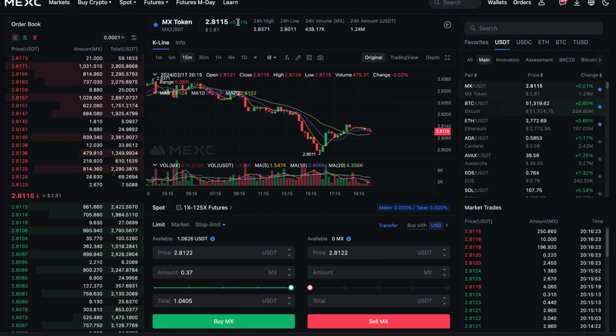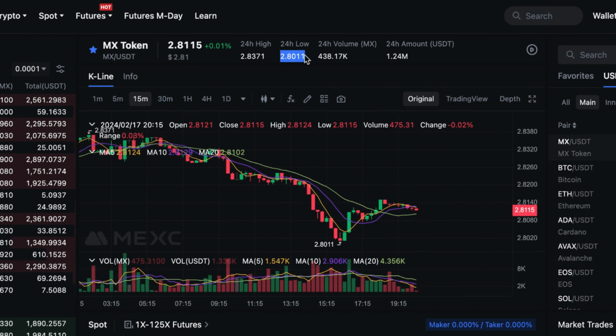All right, so at the top of this section, you're going to see this is the current price of the MEX token, this is the lowest price it's gone to in the last 24 hours, and this is the highest price it's gone to in the last 24 hours.